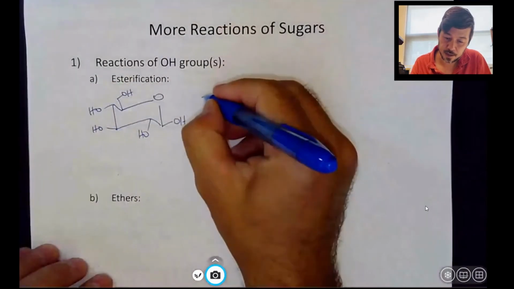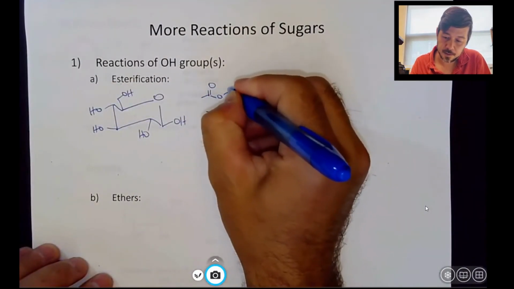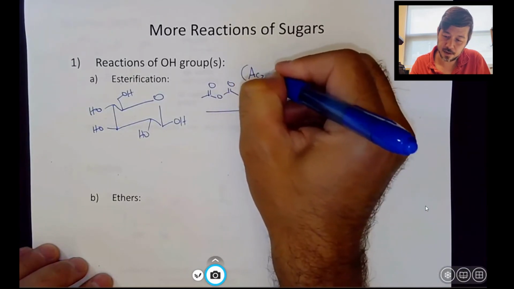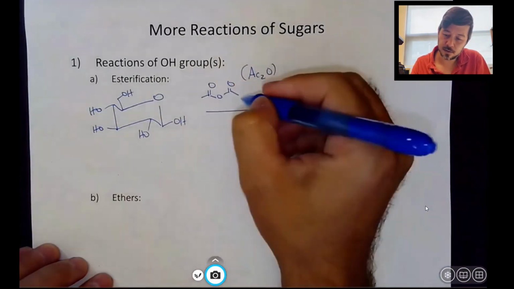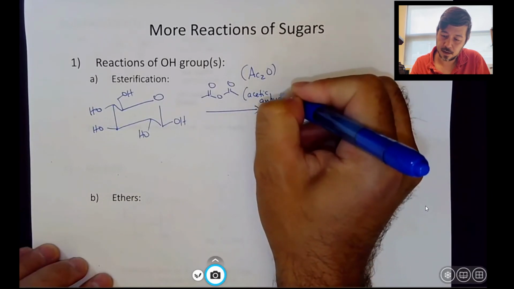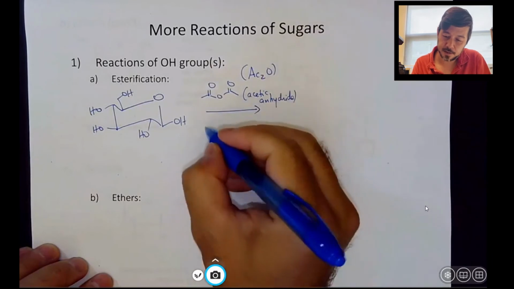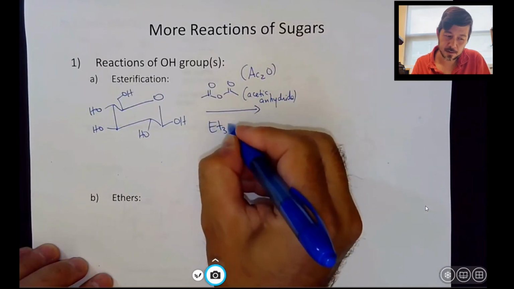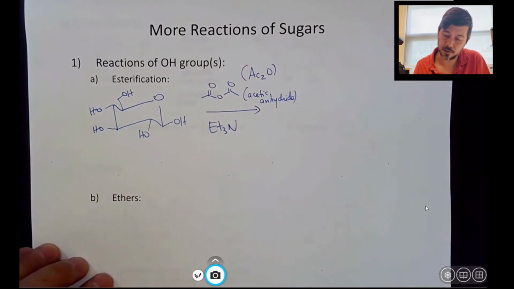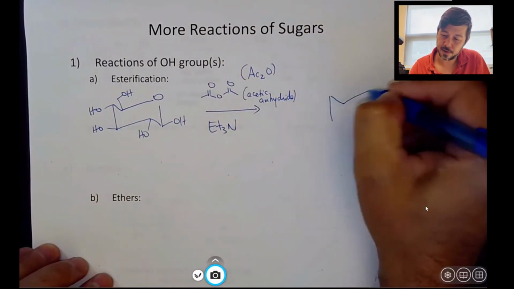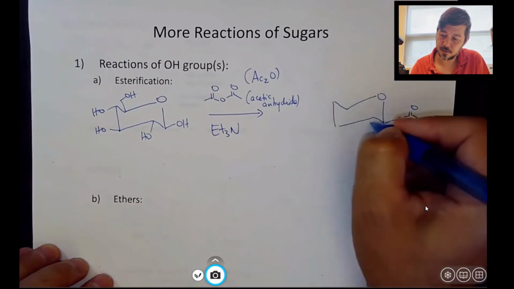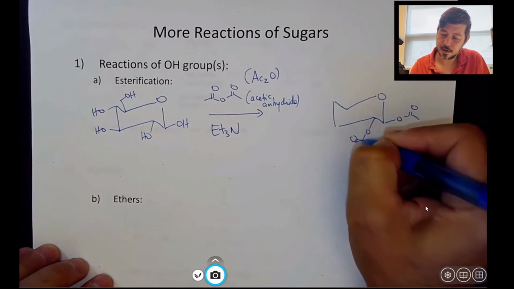So if we actually take something called acetic anhydride, often abbreviated as Ac2O, acetic anhydride, and react this with some kind of base like triethylamine, you can actually get esterification at all those OH groups. So what you'll end up having is now acetyl groups at each of those positions.